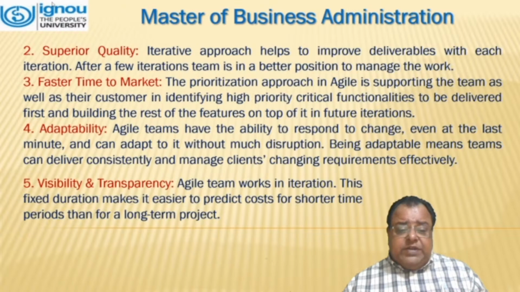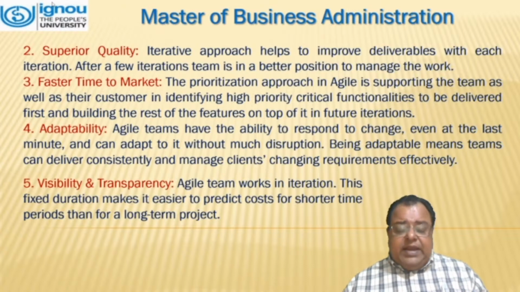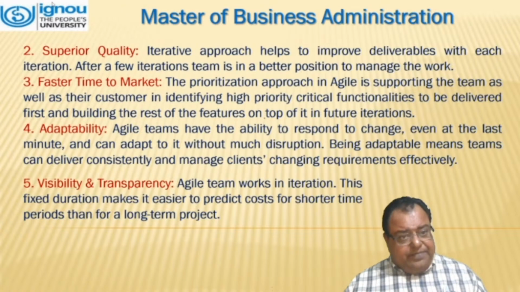Fifth one is visibility and transparency. Agile team works in iterations. This fixed duration makes it easier to predict costs for shorter time periods than for a long-term project.